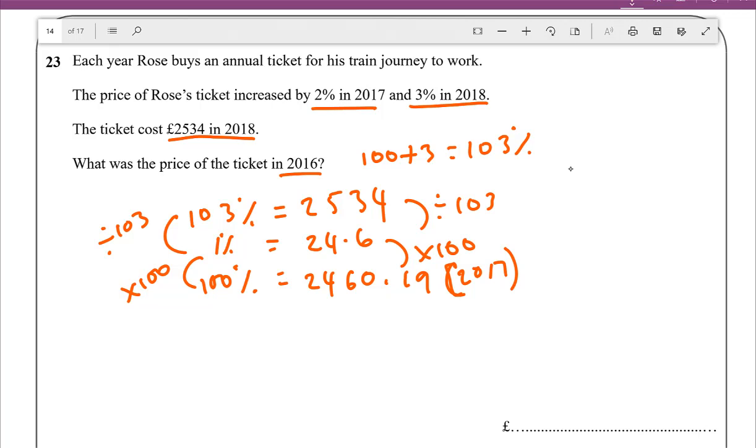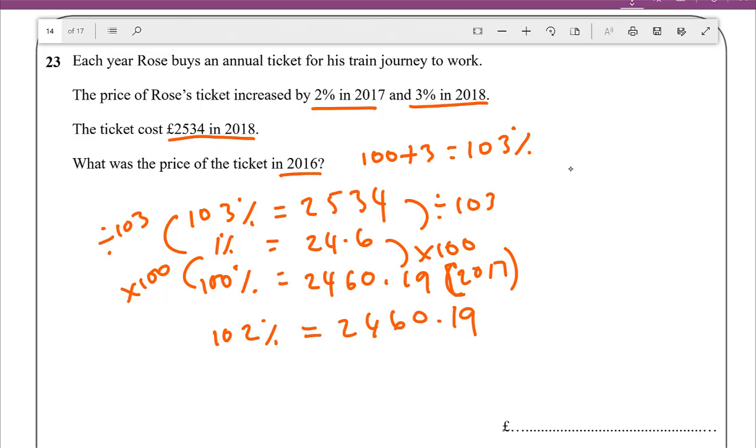Okay, now 2,460 pounds and 19 pence. So let's go back to the question again. The tickets increased by 2% in 2017. Now, because it increased by 2% in 2017, that means it was 102% in 2017. So that will be 2,460 pounds and 19 pence. So that's what the price was in 2017.